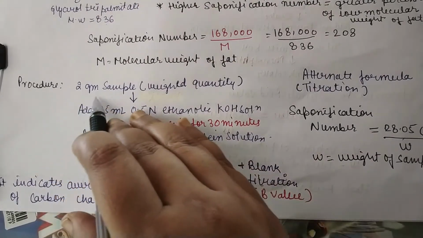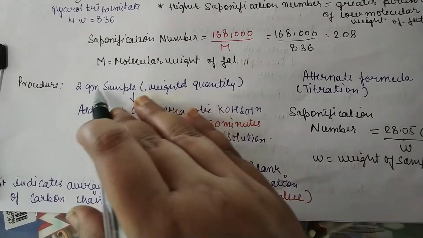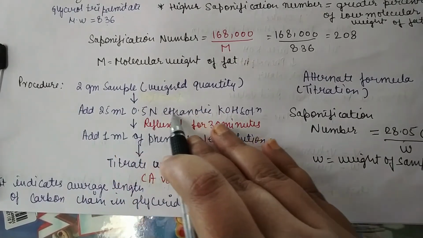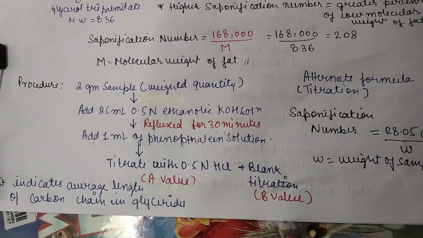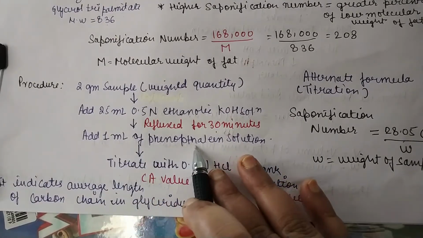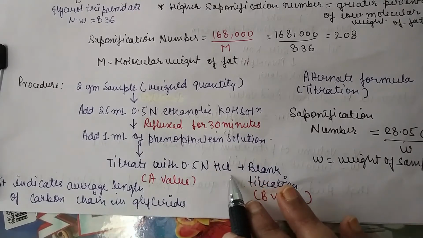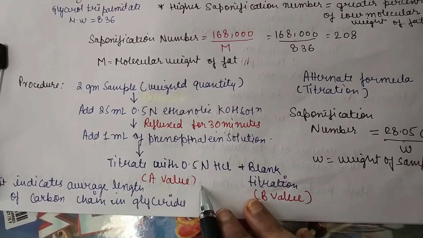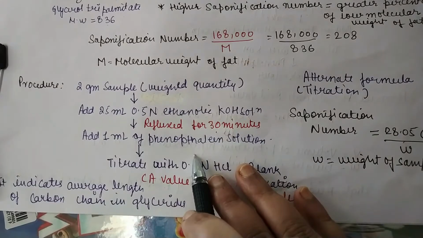Let's see another analytical procedure to calculate saponification number. 2 gram of sample is added into 25 ml of 0.5 normal ethanolic potassium hydroxide solution. It is refluxed for 30 minutes and then 1 ml of phenolphthalein indicator is added and it is titrated with 0.5 normal HCl, hydrochloric acid, which gives the A value. Blank titration does not have the sample but the remaining procedure is the same.